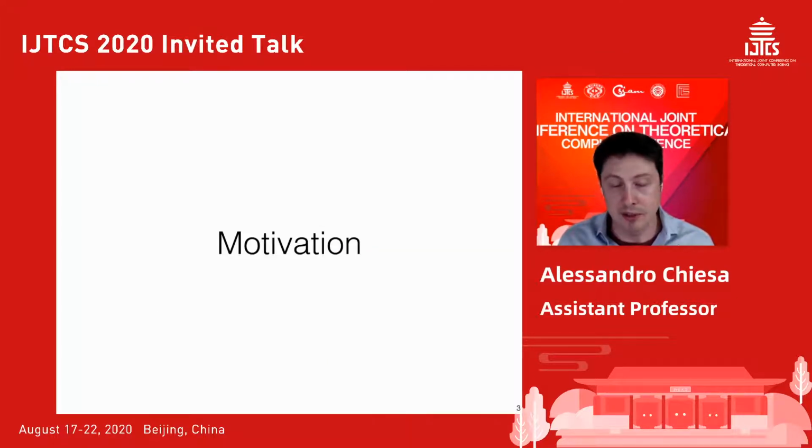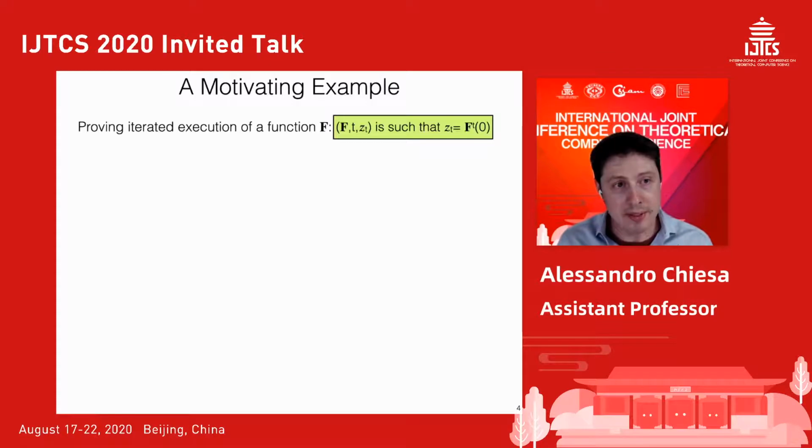I would like to now motivate the recursive proofs. So let's say that you would like to prove the iterated execution of some function f. So you're given some f, some number of iterations t, and some claimed output zt, okay? And you would like to prove that by applying iteratively the function f t times, let's say, to some input 0, you obtain zt.